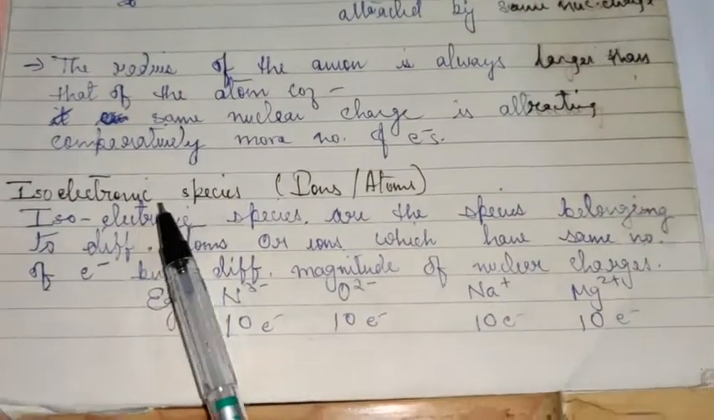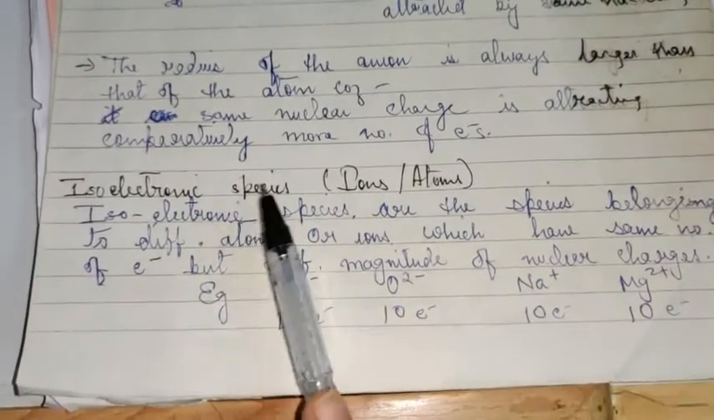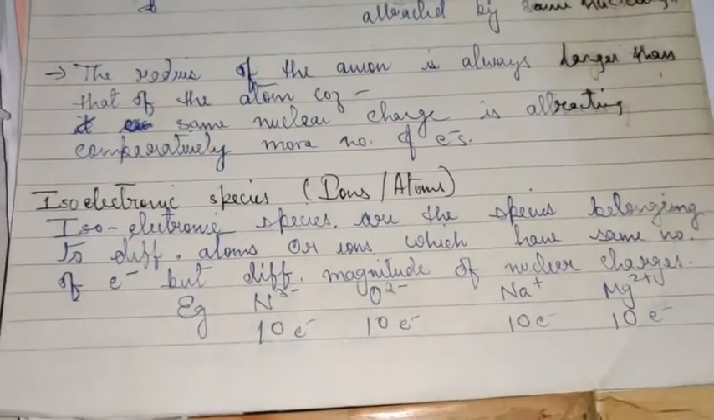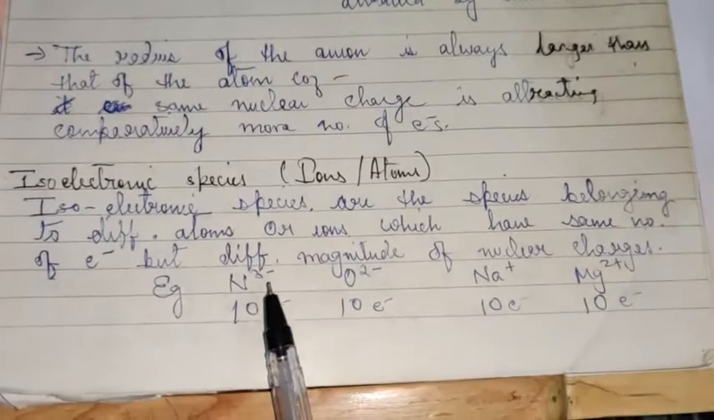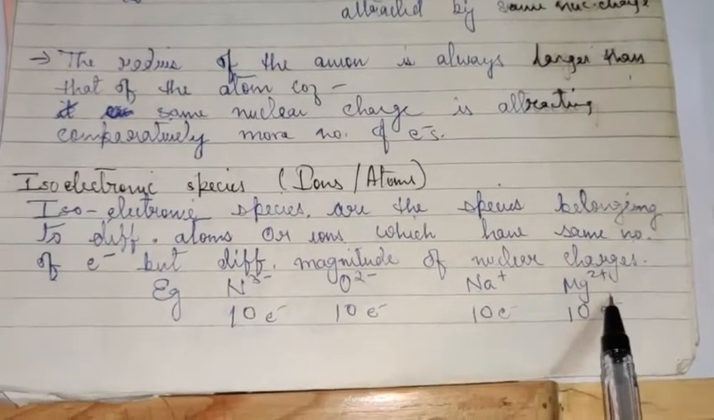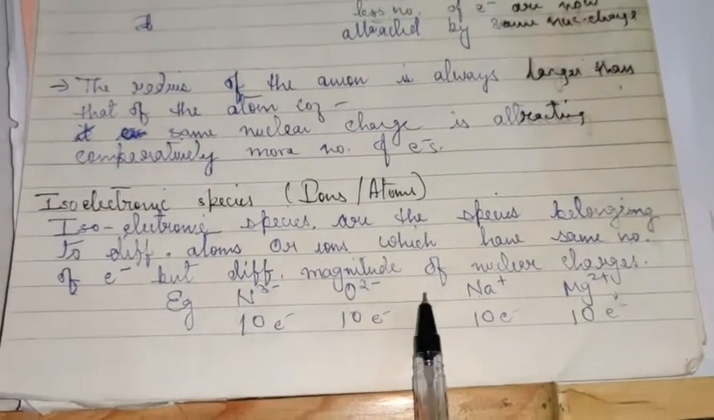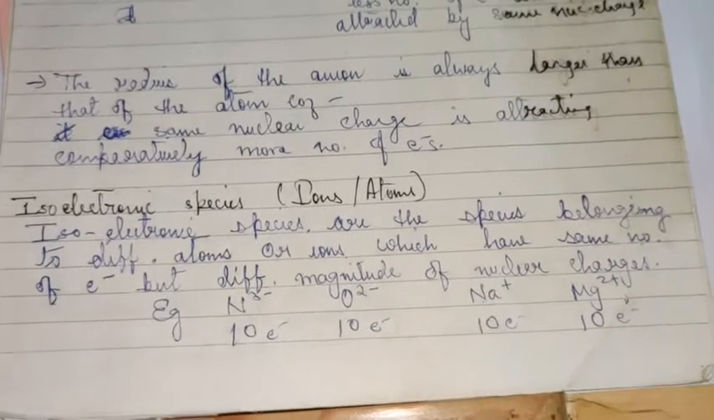Isoelectronic species, this I have already discussed in the previous chapter. Isoelectronic species are those species which have the same number of electrons, as in case of nitride ion, oxide ion, Na+, Mg2+, they all have 10 electrons in them. That is why they are isoelectronic in nature.